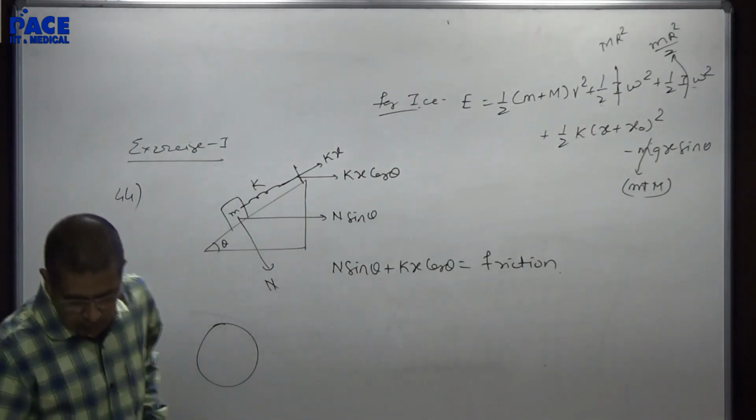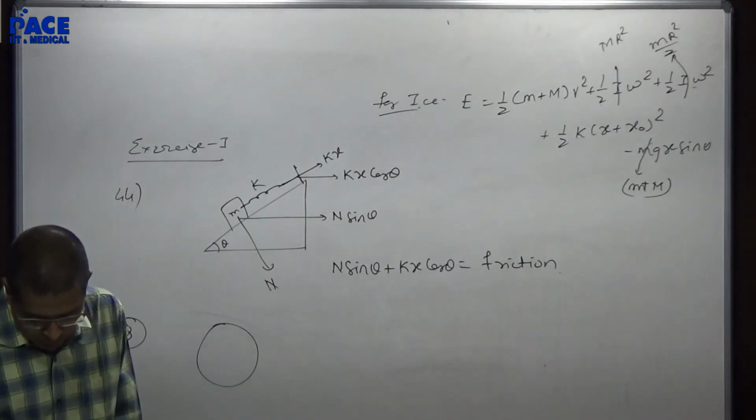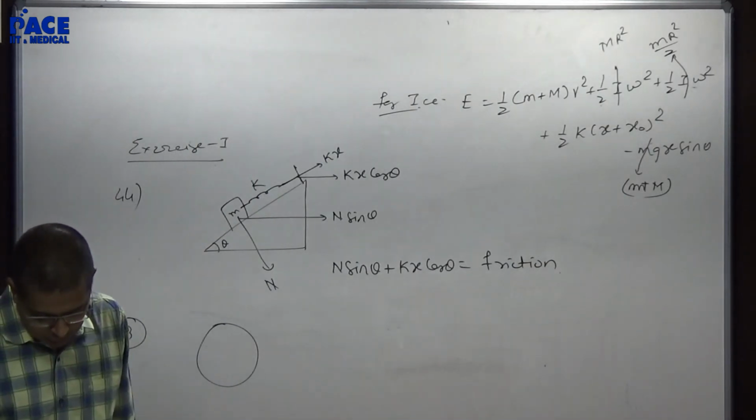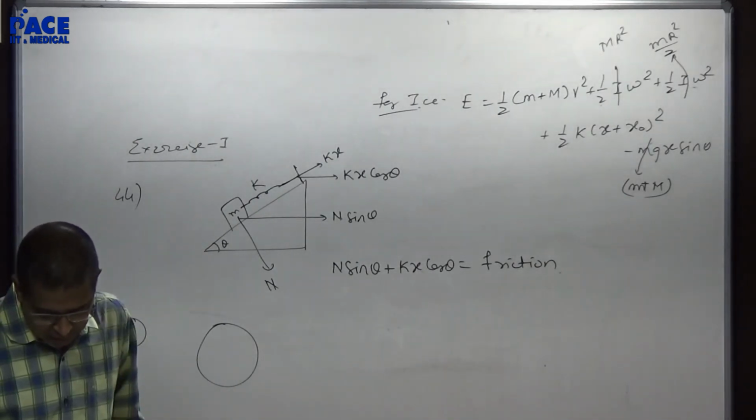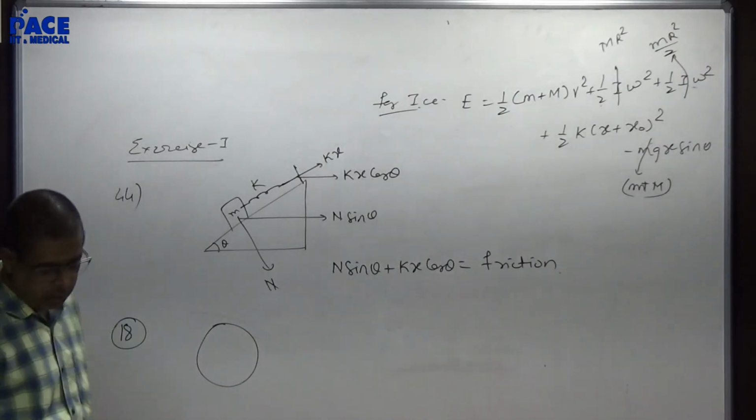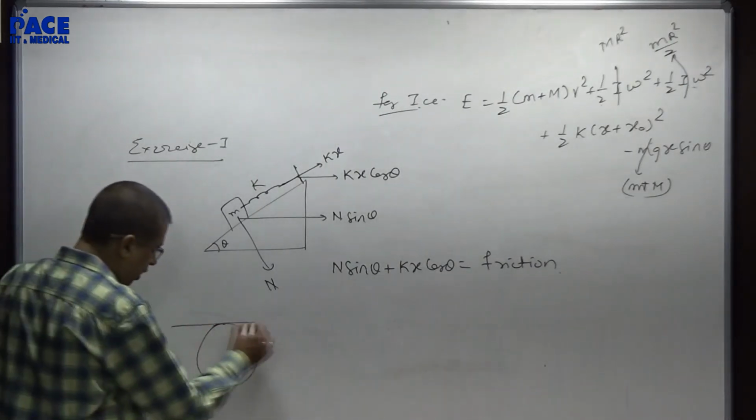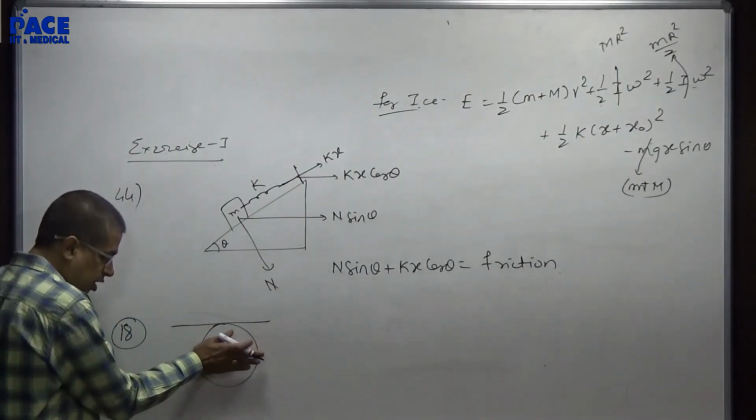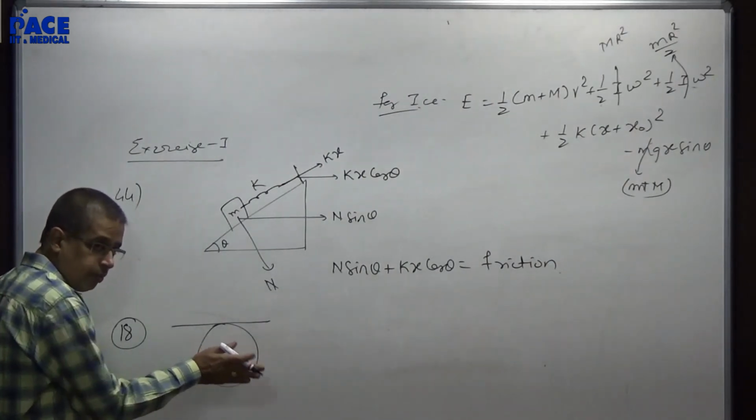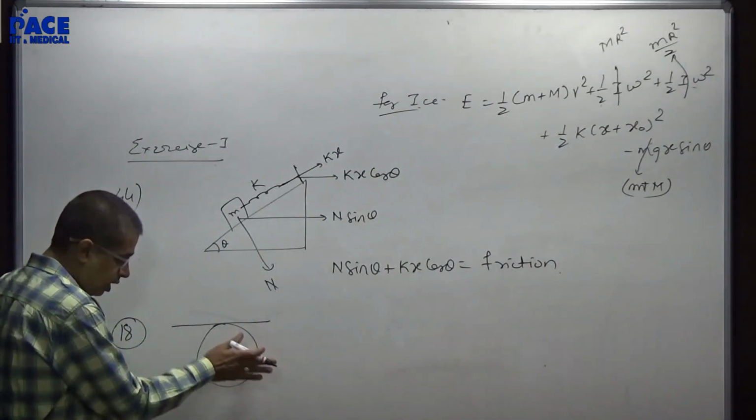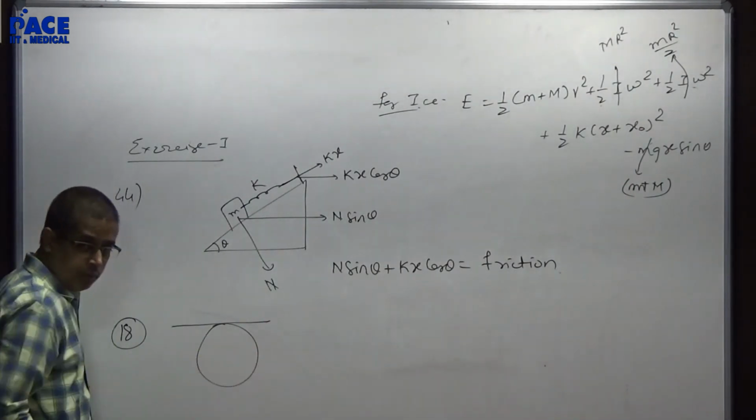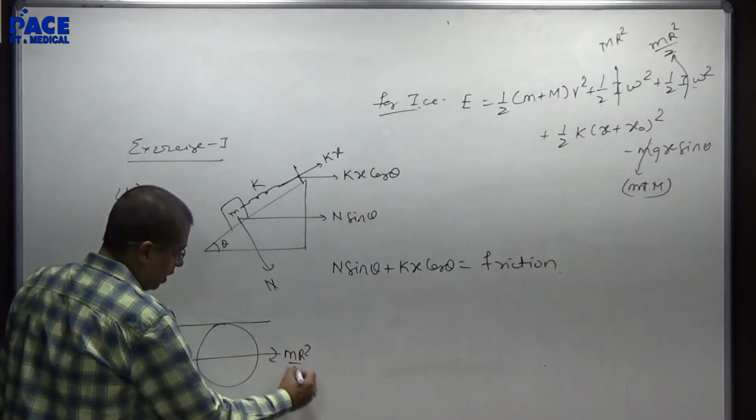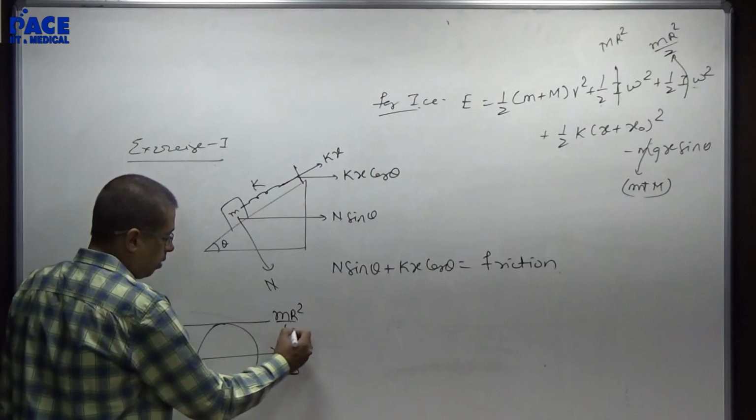A ring of diameter 2 meters oscillates as a compound pendulum about a horizontal axis passing through a point at its rim. The ring is oscillating in a plane which is perpendicular to the plane of the ring. That means this is the oscillating axis. The ring is not oscillating this way. It is oscillating perpendicularly out and into the board. So this I will be mr square by 2, and this will be mr square by 4.